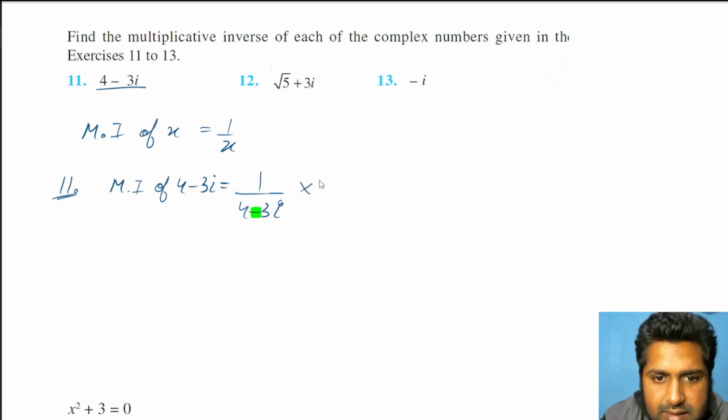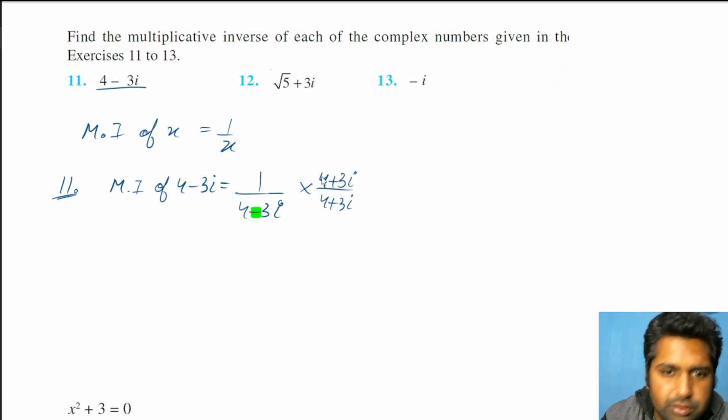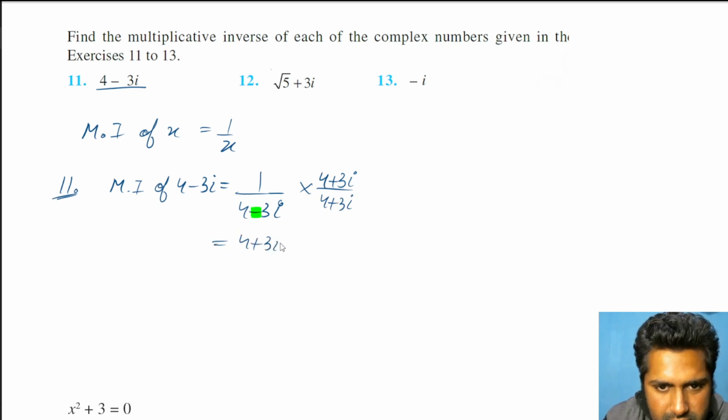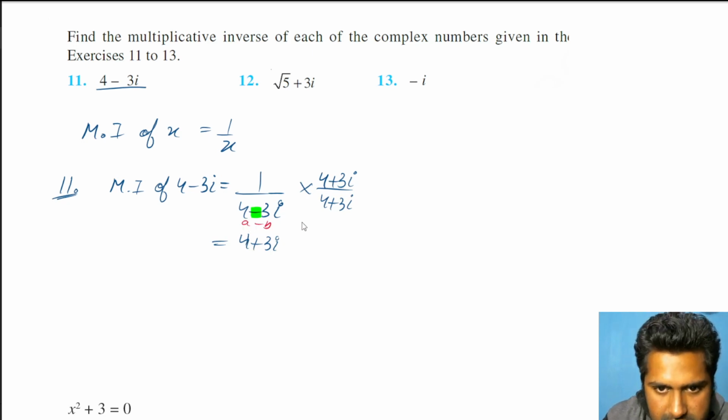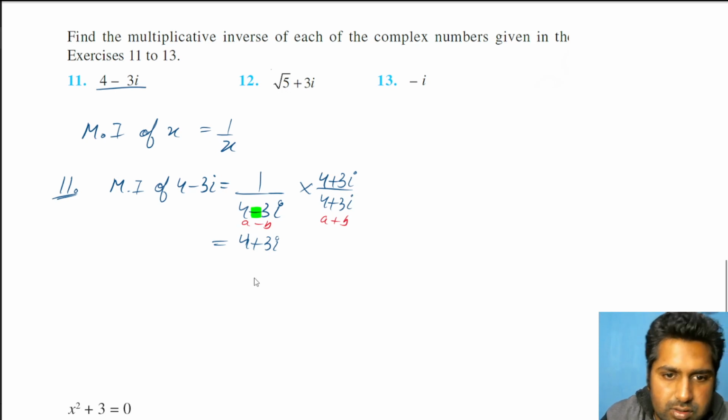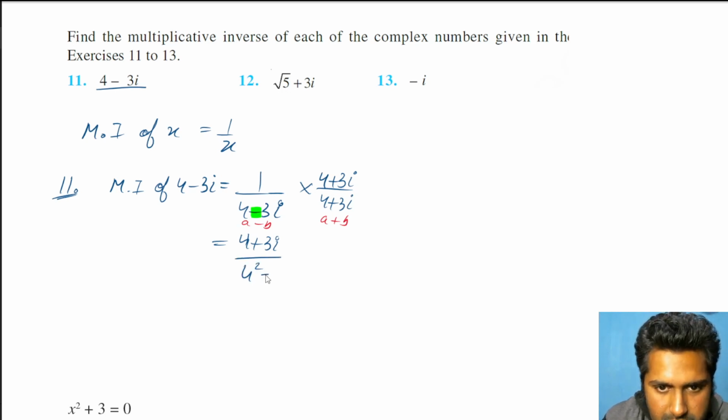So we'll multiply this by 4 plus 3 iota, sorry, change the sign. So 4 plus 3 iota over 4 plus 3 iota. Numerator is very simple. Multiply by 1 means 4 plus 3 iota itself. The denominator will always generate this identity, a minus b, a plus b, that's a square minus b square. So that is 4 square minus b, which is 3 iota, whole square.